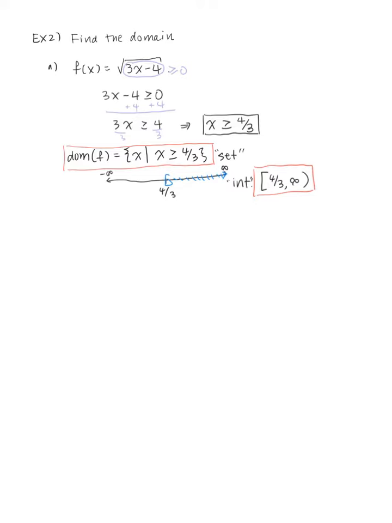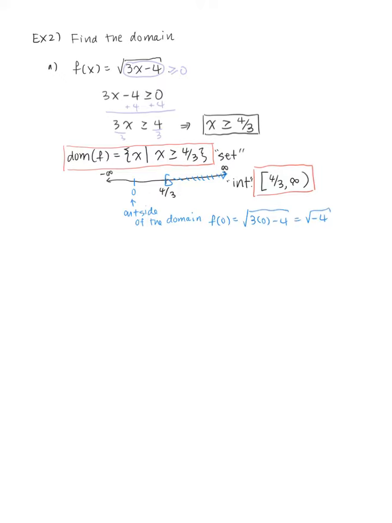So for instance, let me just pick something that's less than 4/3. How about maybe a 0? So notice that 0 is outside of the domain, because 0 is right here. So this guy is outside of the domain. Okay, so now let's see what's going to happen if I plug that 0 into the function. If I go f of 0, when x is 0, here what we're going to get is 3 times 0 minus 4. What are we going to get here? We're going to have a square root of a negative, which we cannot have.